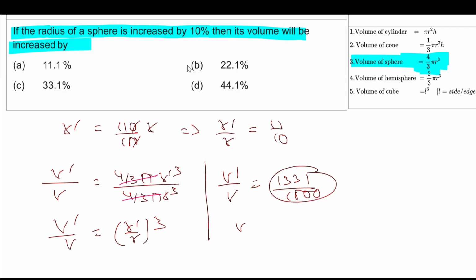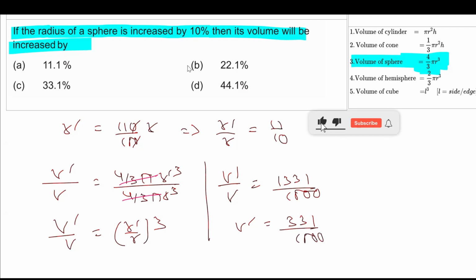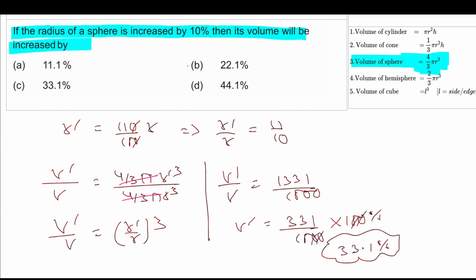So we can find the percentage over here. As you can see, the new volume is 331 over 1000 more than the original, using the concept of ratio. And by percentage, if I multiply it by 100, placing a percentage sign, that comes out to 33.1%. So the new volume will be 33.1% more than the original volume.